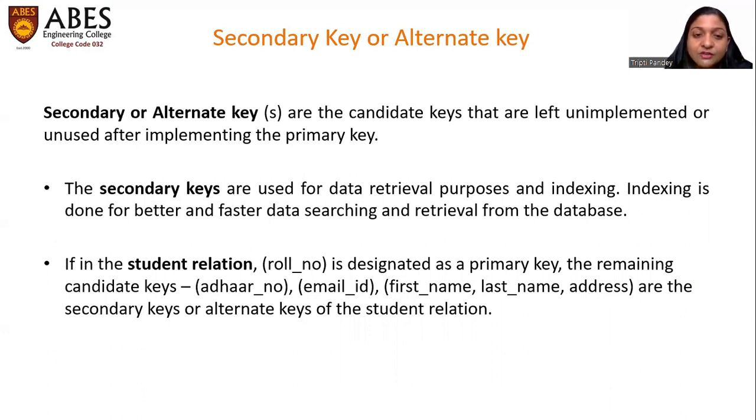Like in a student relation, roll number is designated as the primary key. The remaining candidate keys, Aadhaar number, email ID, first name, last name, address, are the secondary keys or the alternate keys. These are the left over ones. These are not considered as a primary key. So these can be used for indexing for faster retrieval.